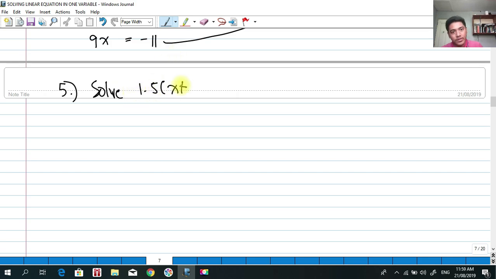1.5 times the quantity x plus 2 equals 2.8 plus 6. As you can see here, this has decimal numbers. So what are you going to do here? The technique is that since it has only one decimal place, we can multiply both sides of the equation by 10, just to eliminate the decimal.